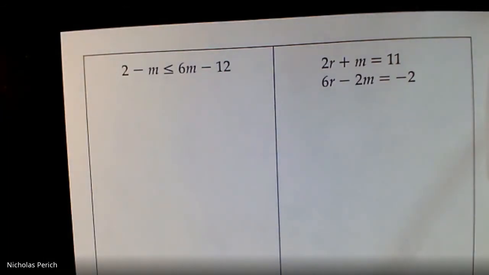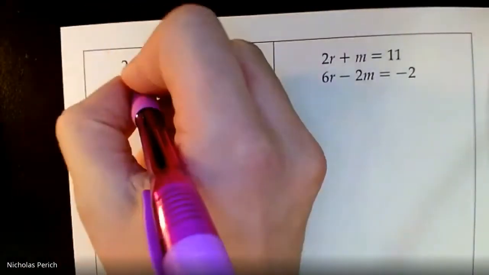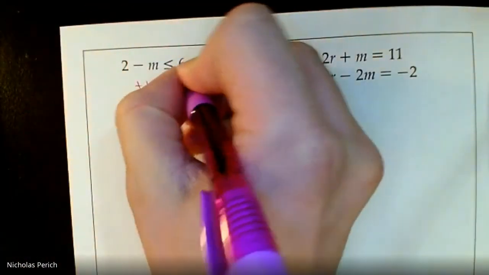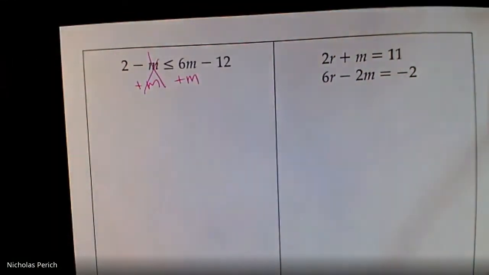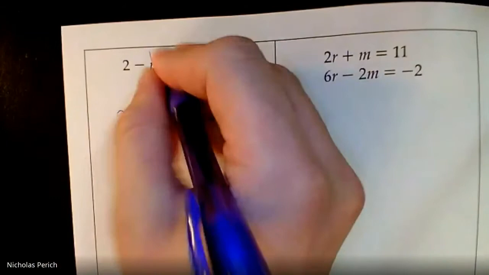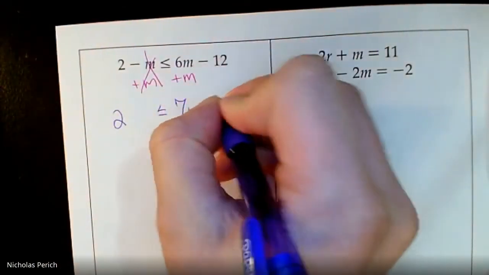What do I do first? Probably add an M to both sides. Yeah, I'm going to do that. And by doing that, it's going to give me a tiny bit of trouble in the end. But you know what? In the end, it doesn't even matter. I'm going to drop down the 2. I'm going to drop down the less than or equal to 7 minus 12.